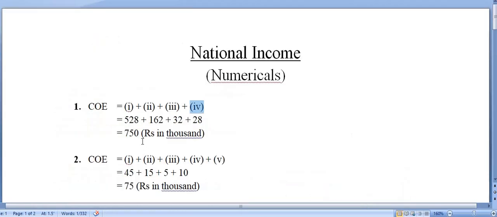So the figures are given already. Okay, so you know this. Just look at the figures 528, 162, 32, 28, and you will get the answer. Similarly, question number two is the same thing. You can solve it.